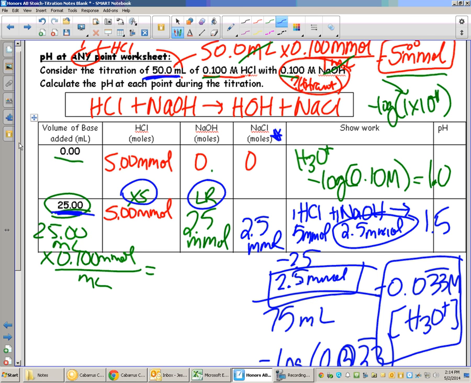Try your best to finish this worksheet over the weekend. On your way out, you need to turn in problem set 19A and your titration problems. I'll answer questions now.